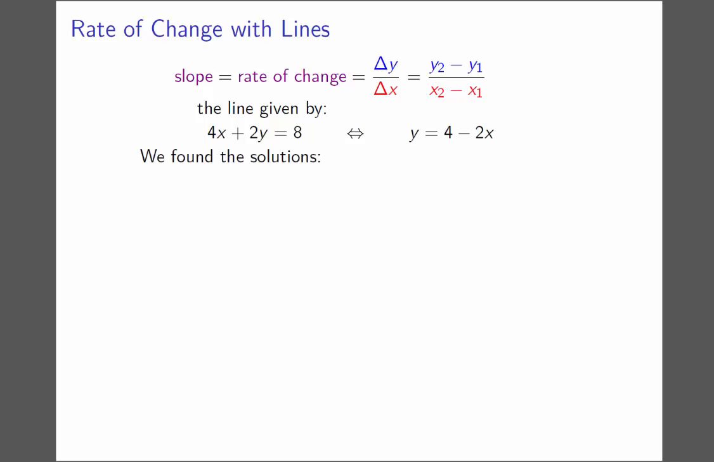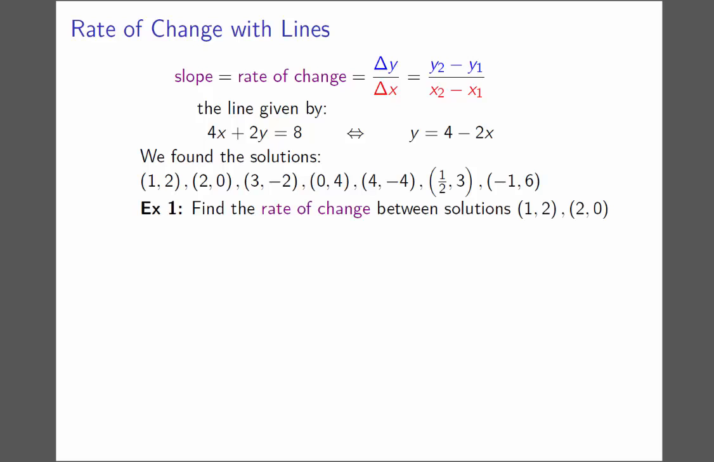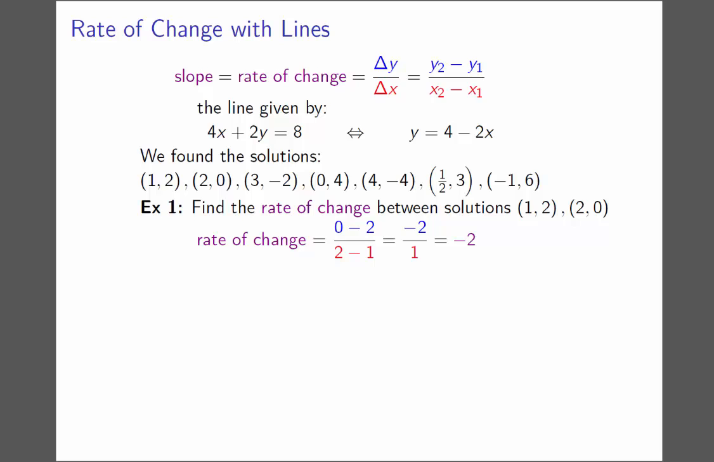We found the solutions (1, 2), (2, 0), (3, -2), (0, 4), (4, -4), (1/2, 3), and (-1, 6), but we noticed that there's infinitely many more. Let's use these solutions we found to calculate the rate of change, starting with finding the rate of change between (1, 2) and (2, 0). Here, the rate of change is 0 minus 2 over 2 minus 1, which is negative 2 over 1, which reduces to negative 2. So between the points (1, 2) and (2, 0), the rate of change is negative 2.